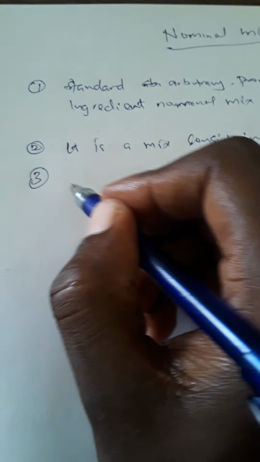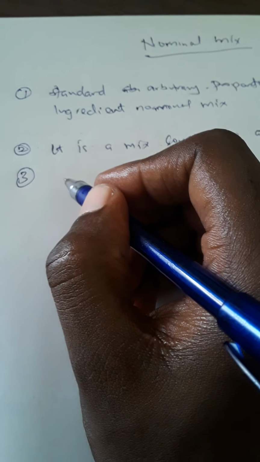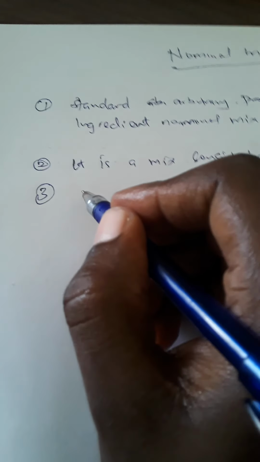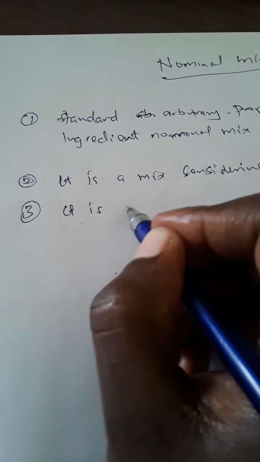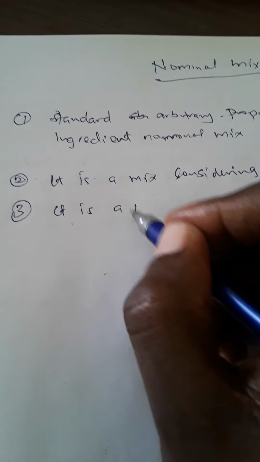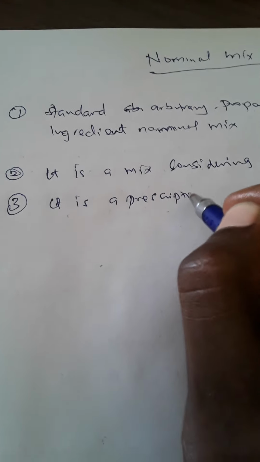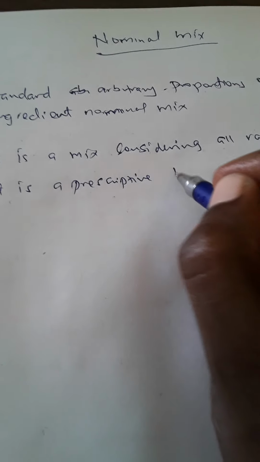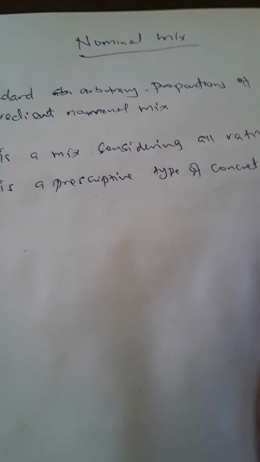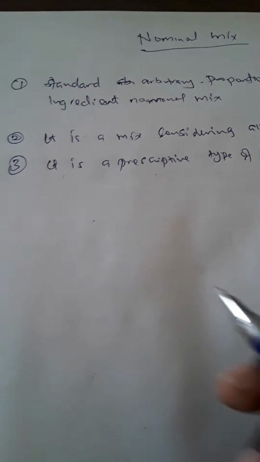Then number 3 is that it is a prescriptive type of concrete. It is prescribed.